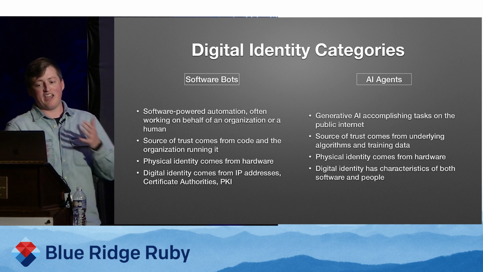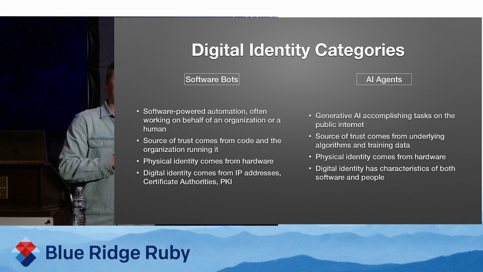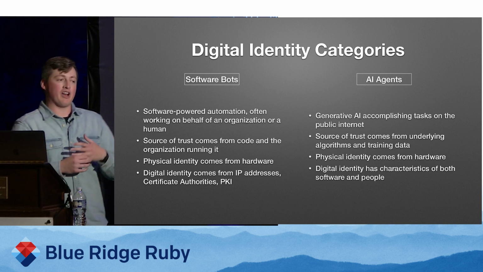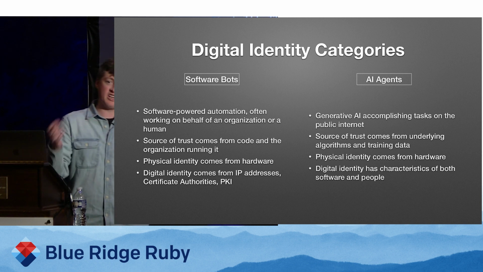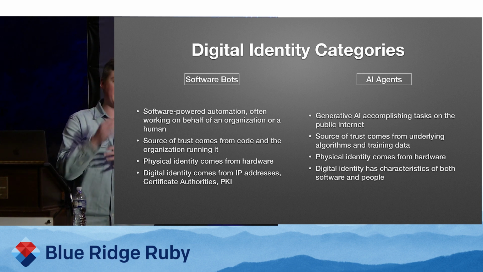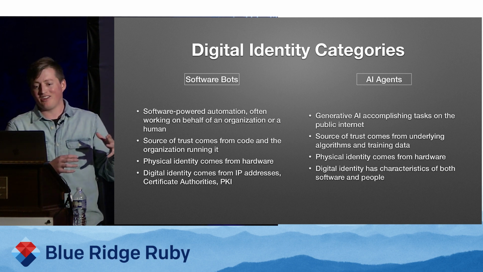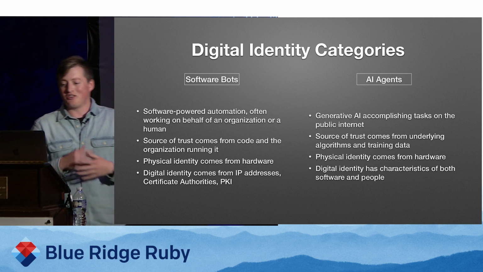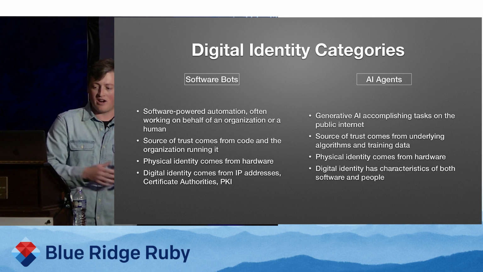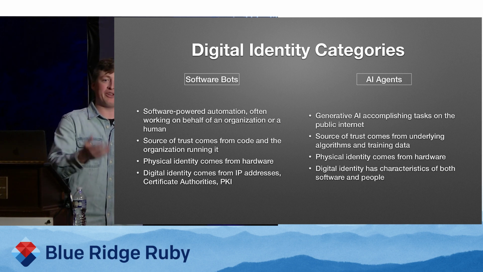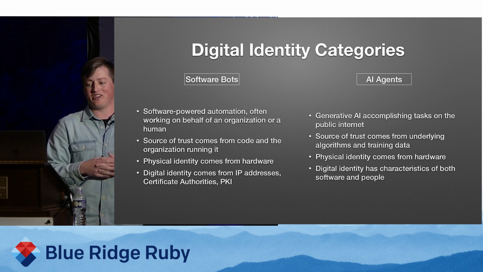Then you've got AI agents. This is, I think, a new category, but largely growing, where you've got generative AI working autonomously on the internet, doing things for you, in a similar way to how our software bots used to do things. The source of trust might come from software, underlying algorithms, and data, though right now that's not really provided to us as users of these systems.